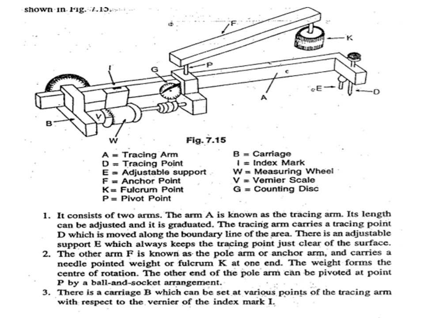The other arm F is known as pole arm or anchor arm and carries a needle pointed weight or fulcrum K at one end. The weight forms the center of rotation. The other end of the pole arm can be pivoted at a point P by a ball and socket arrangement. There is a carriage B, which can be set at various points of the tracing arm with respect to the vernier of the index mark I, as shown in the figure.